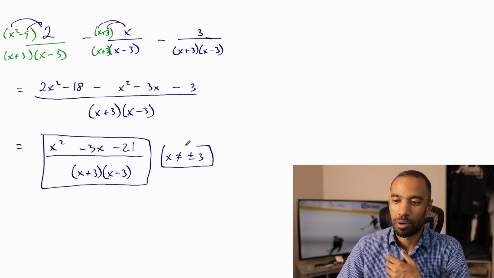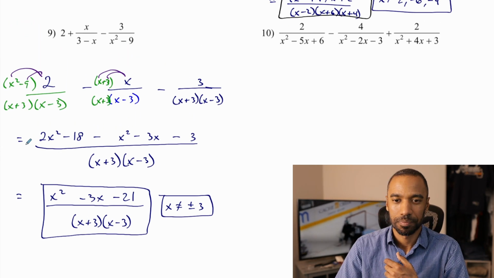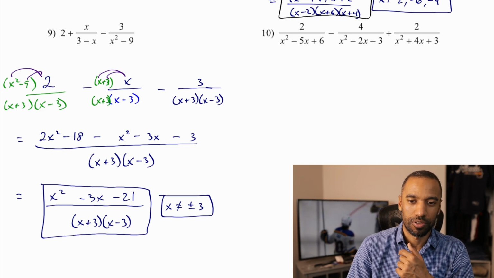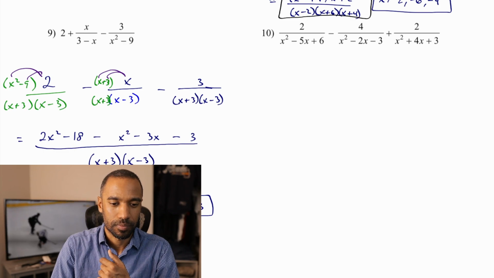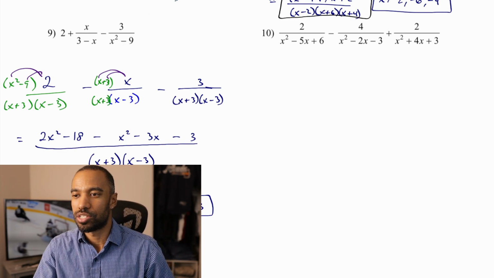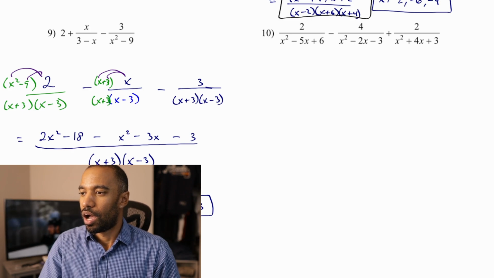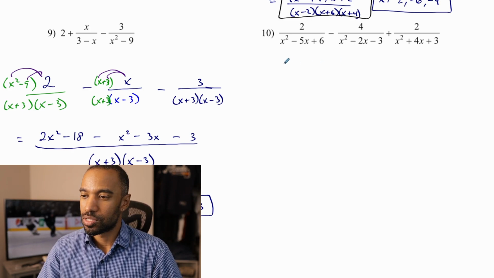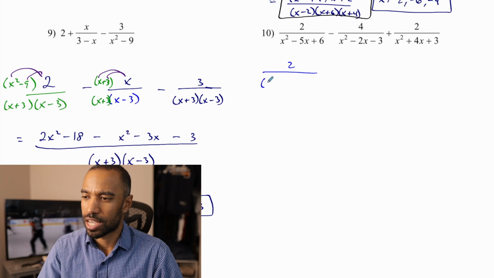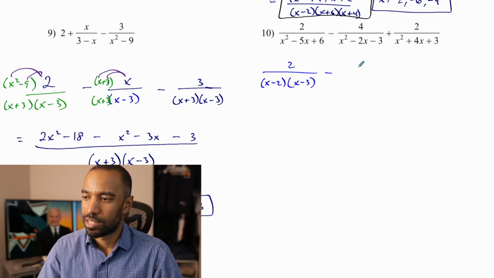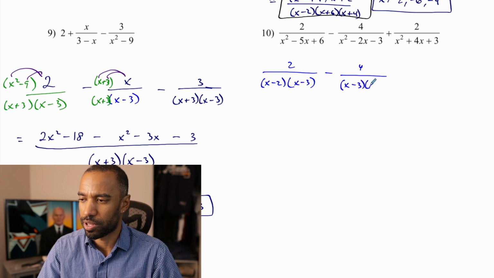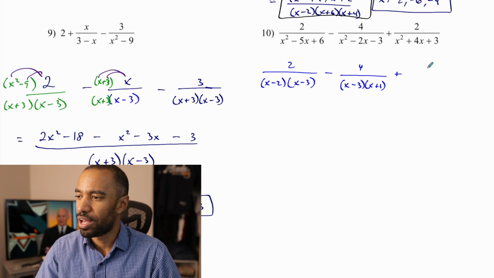Okay, guys, one more problem to do. I'm going to move myself over. One more here. All right, it's three fractions again. Let's factor the bottoms. So we're going to get 2 over x minus 2 times x minus 3, minus 4 over x minus 3 times x plus 1, and plus 2 over x plus 3 times x plus 1.